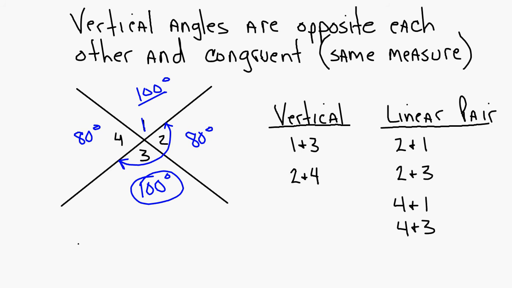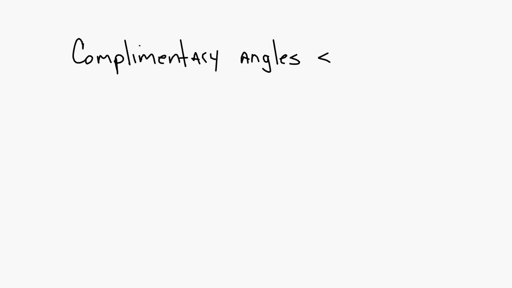Complementary angles. Complementary angles sum 90 degrees. So like two acute angles could equal 90. Yeah, they would have to both be acute, wouldn't they? Yeah.